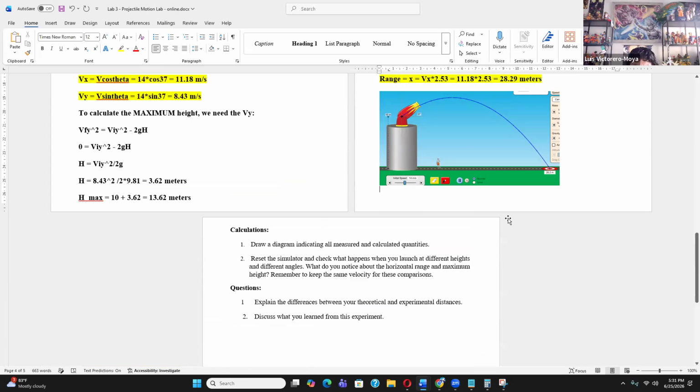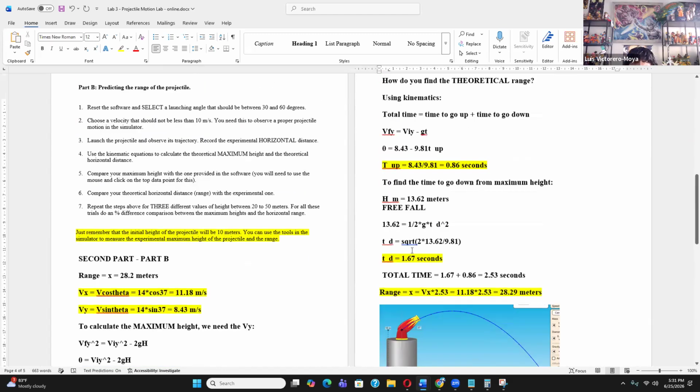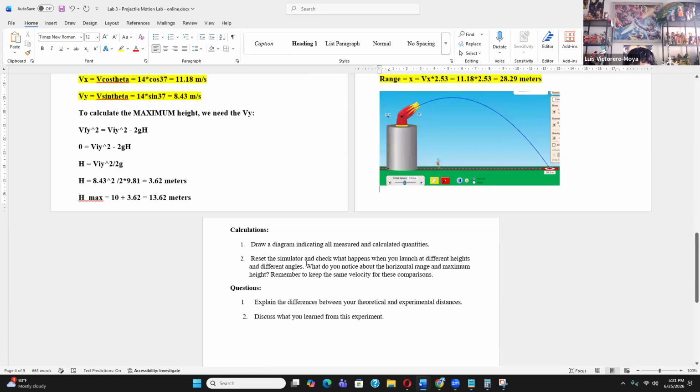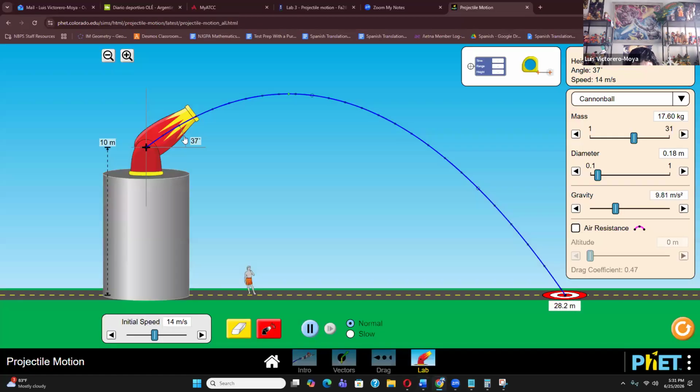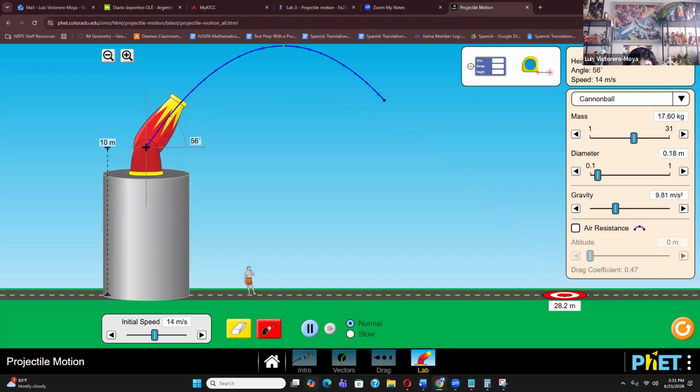Draw the diagram. These are the diagrams, so you don't have to worry about that. Reset the simulator and check what happens when you launch at different heights and different angles. So it's just descriptive, right? For example, what happens if I do this more? Now you can compare, right? What happened? I increase the angle. What happens if I have 0 degrees like before, or close to 0?